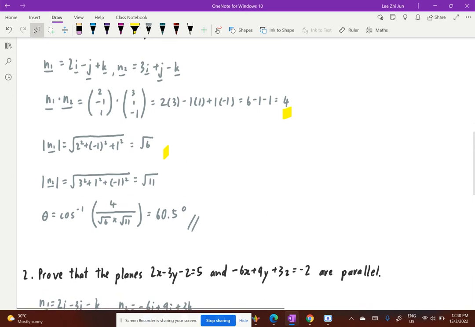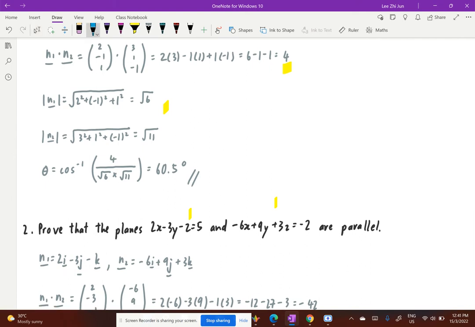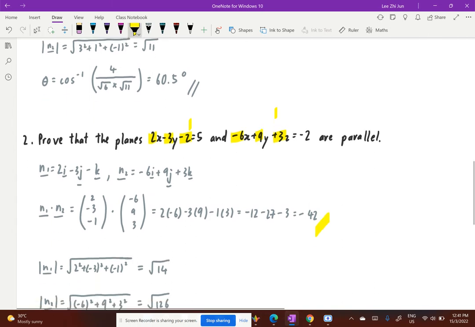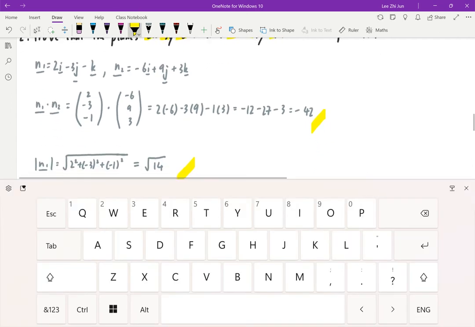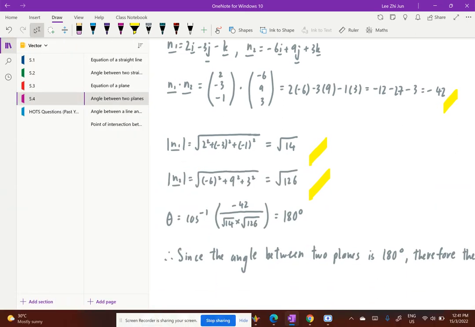Prove that these two planes are parallel. Okay, so how do you prove it? So you need to find the angle between the two planes. First you find the normal. 2i minus 3j minus k. Negative 6i plus 9j plus 3k. So I find the dot product, we'll get negative 42. The magnitude, root 14 and root 126. So I get the theta will be 180. So let's look back.